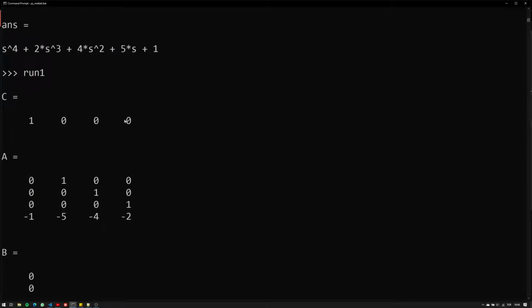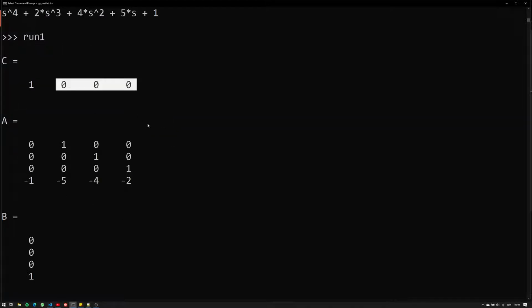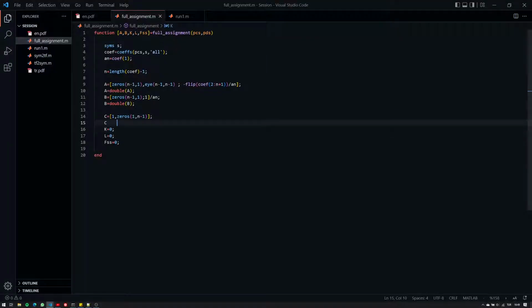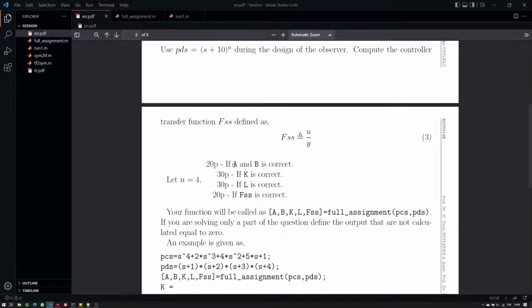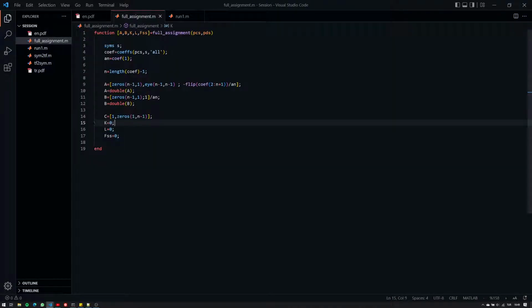Do we have that here? There we go. So we have the first item equal to 1 and all the rest is equal to 0. So that's good. Now, this is basically the solution for A and B. And let's go ahead and try to solve, or try to design, the controller itself.